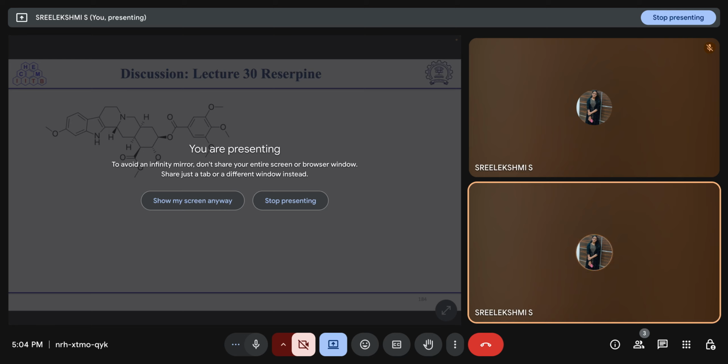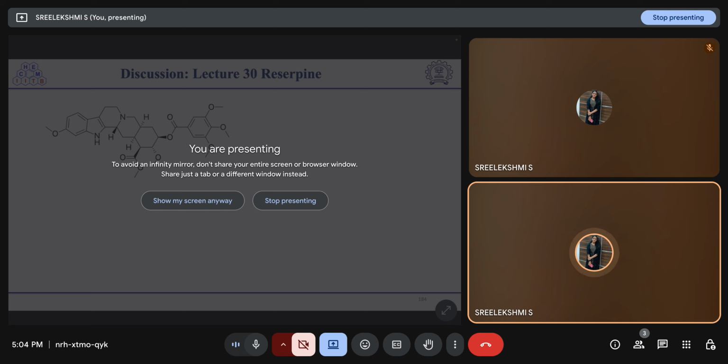by Woodward's group. Reserpine, as we can see in the structure given here, is a pentacyclic compound, and it is isolated from the dried root of snakeroot, which is used in the treatment of snake bites. The first total synthesis was reported by Woodward's group in 1956, and this is one of the most complex natural products of its size.